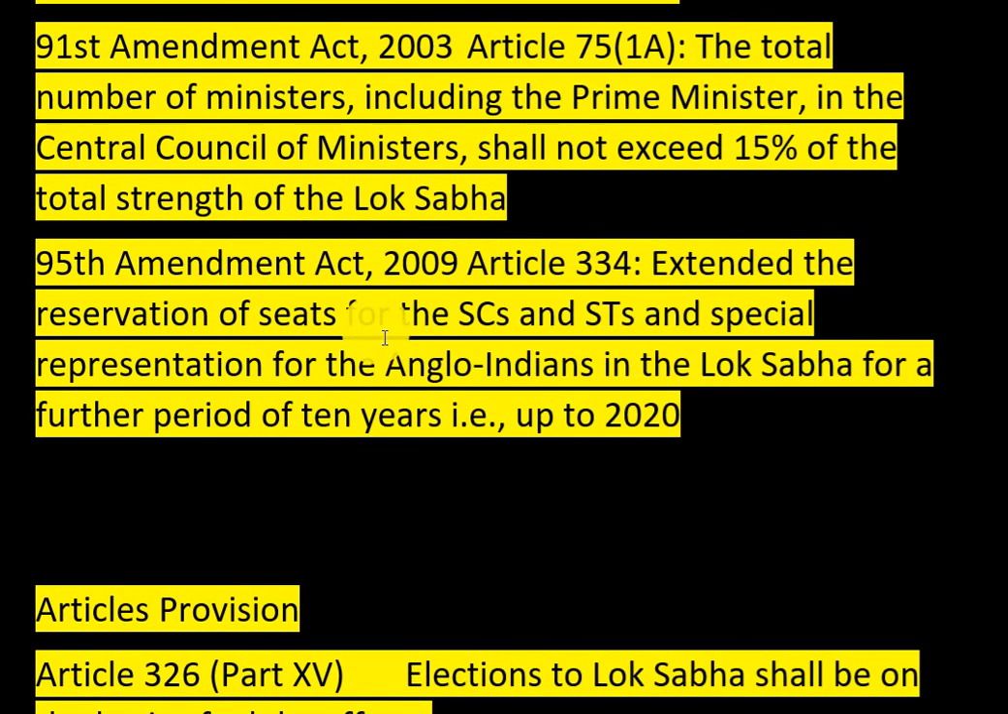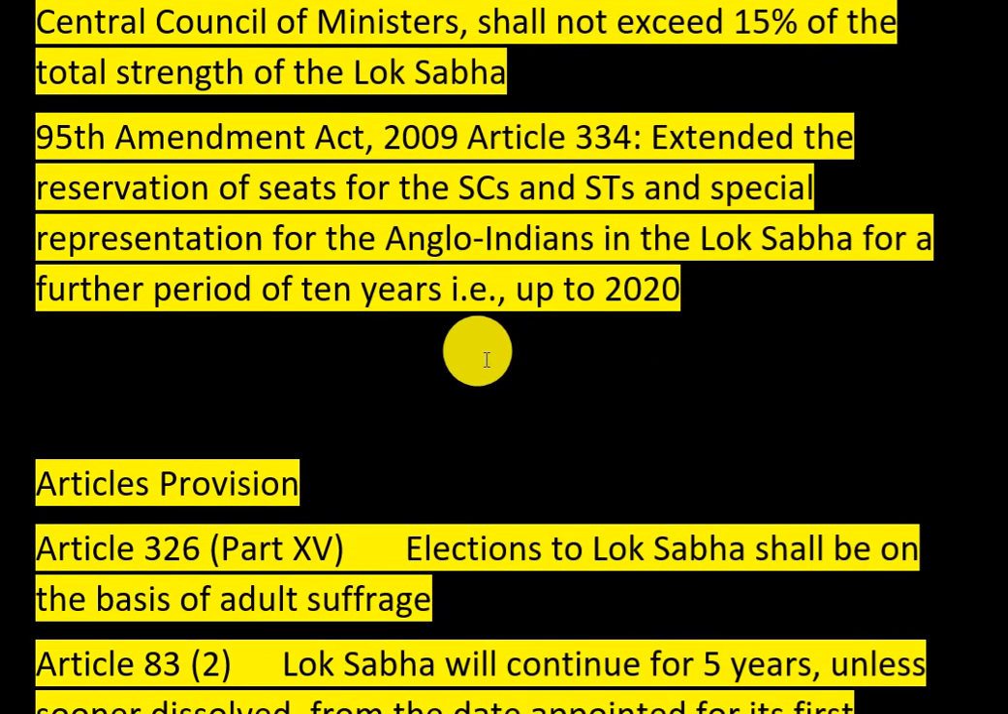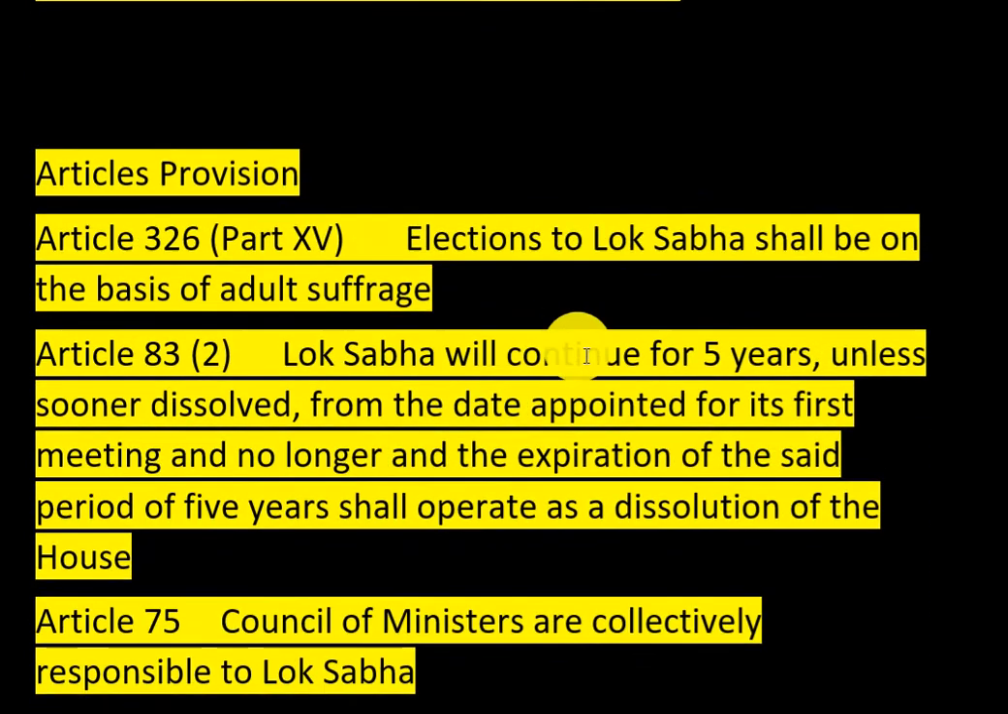91st Amendment Act 2003, Article 75: the total number of ministers, including the Prime Minister, in the Central Council of Ministers shall not exceed 15% of the total strength of the Lok Sabha. 95th Amendment Act of 2019, Article 334, extended the reservation of seats for the SCs and STs and special representation of the Anglo-Indians in Lok Sabha for a further period of 10 years up to 2020.